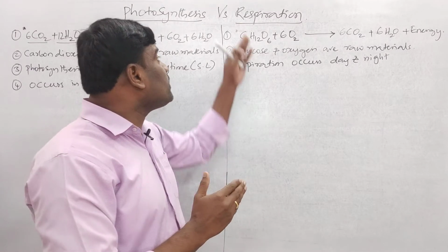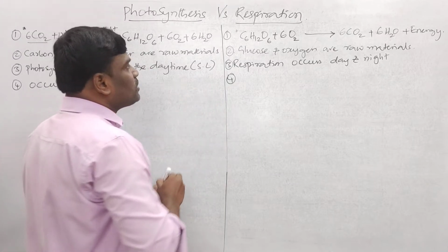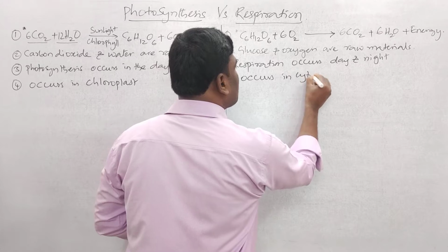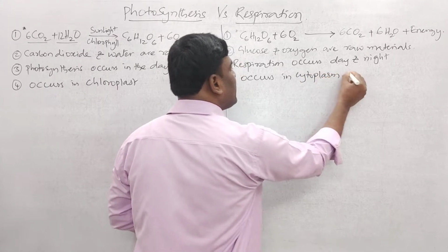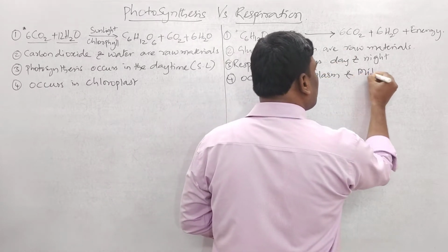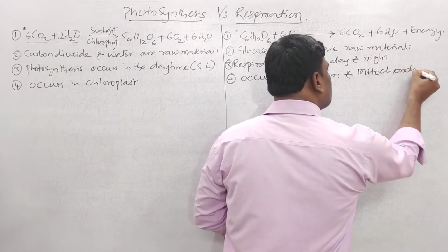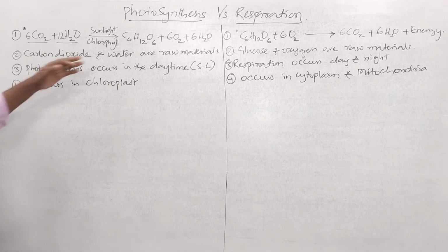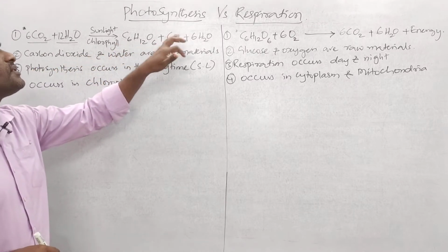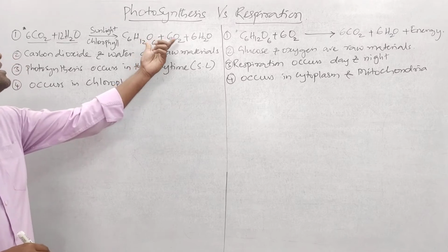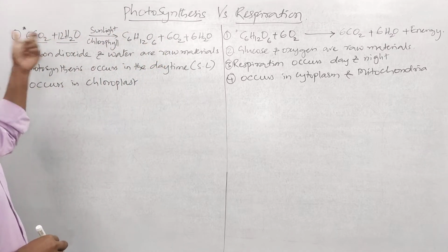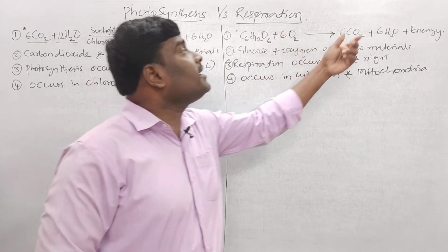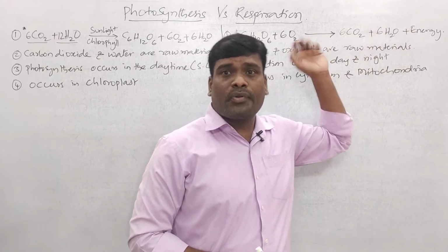So where does respiration occur? Respiration occurs in the cytoplasm and what? Mitochondria. It occurs in mitochondria also. Got it? And next, come to the next point, children. What is this? Glucose, oxygen and water. What are these? These are the products and these are the reactants, isn't it? Here the glucose and oxygen are the reactants, and here oxygen and water are the products.